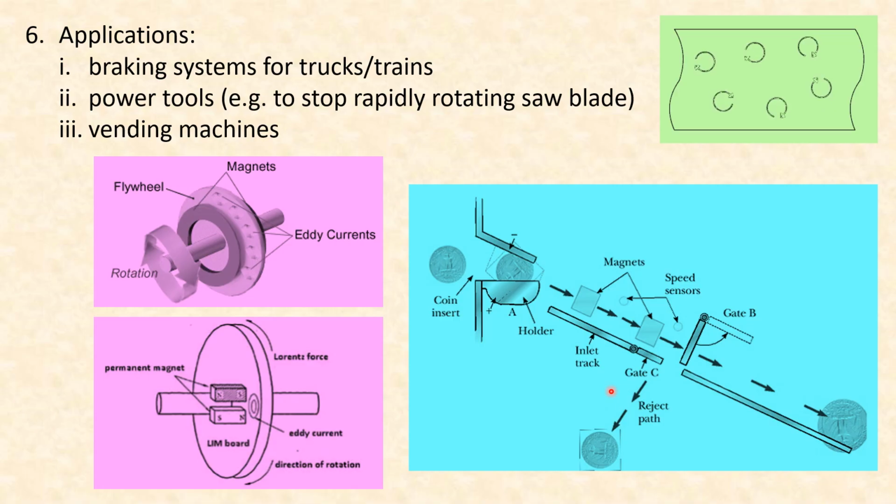So you see here how both Ohm's law and the retarding force that results from the formation of these eddy currents in a magnetic field can be used here to determine whether your coin is going to get you your candy bar.